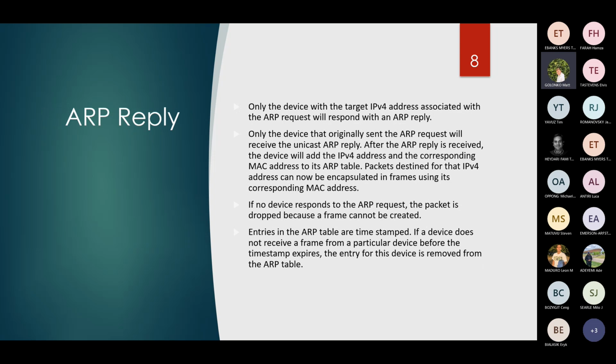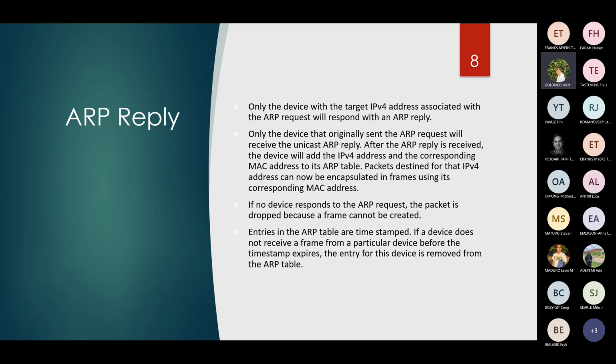Moving on to ARP reply. Only the device with the target IPv4 address associated with the ARP request will respond with an ARP reply, i.e. unicast. Yeah? Only the device that originally sent the ARP request will receive the unicast ARP reply. After the ARP reply is received, the device will add the IPv4 address and the corresponding MAC address to its ARP table.